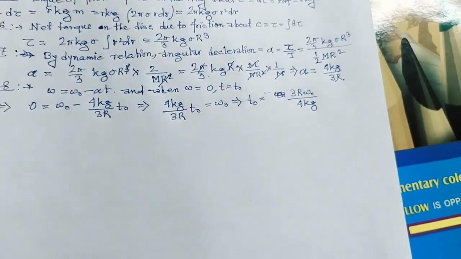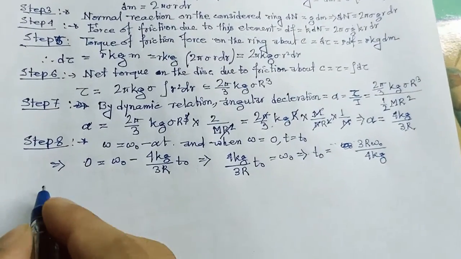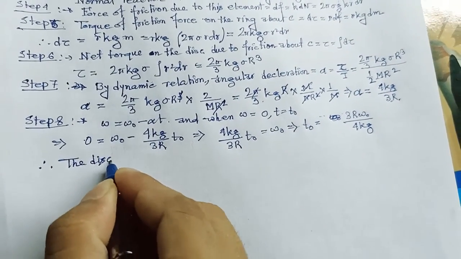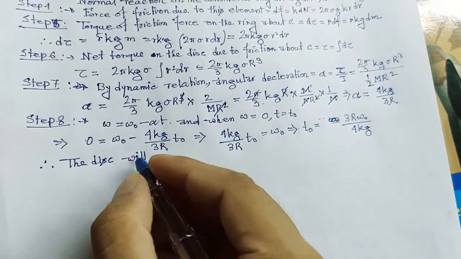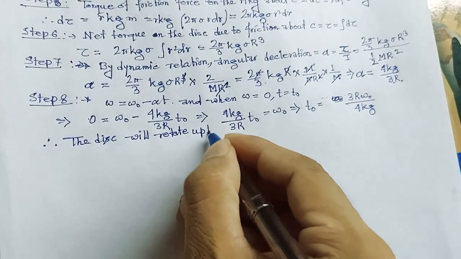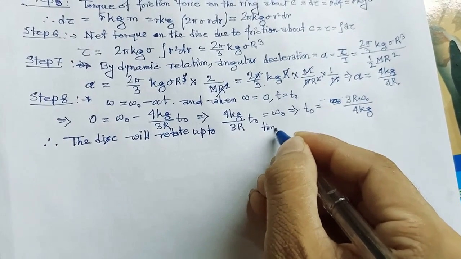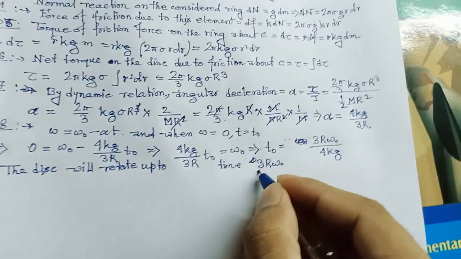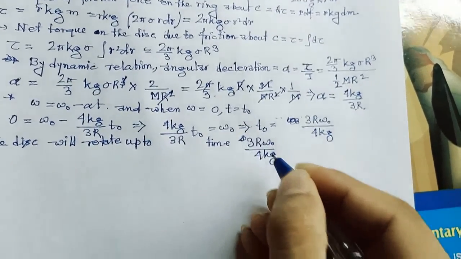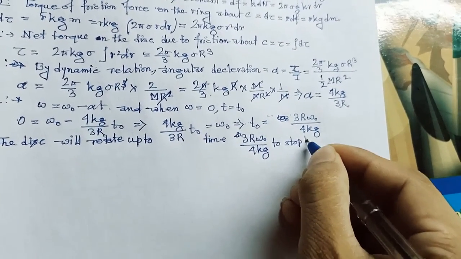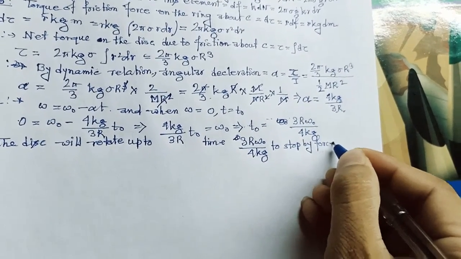So this is our required value for finding the time. We can conclude that the disk will rotate up to time 3 r omega naught divided by 4 k g to stop by the force of friction.